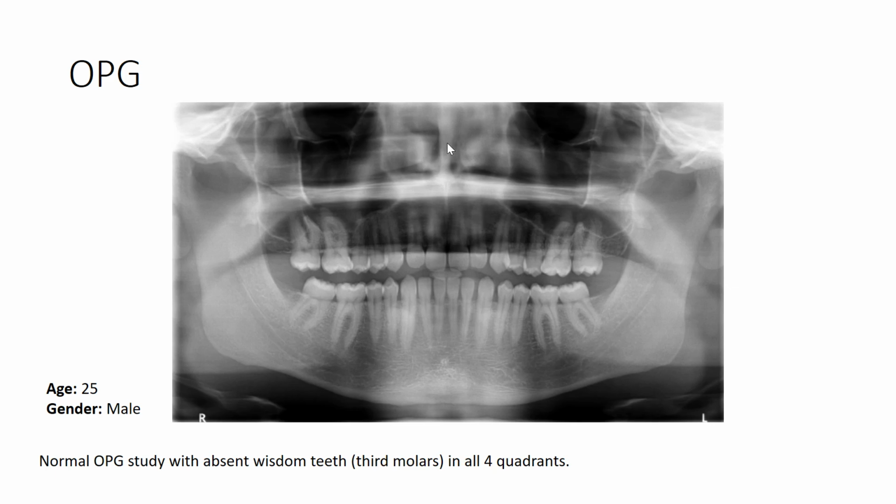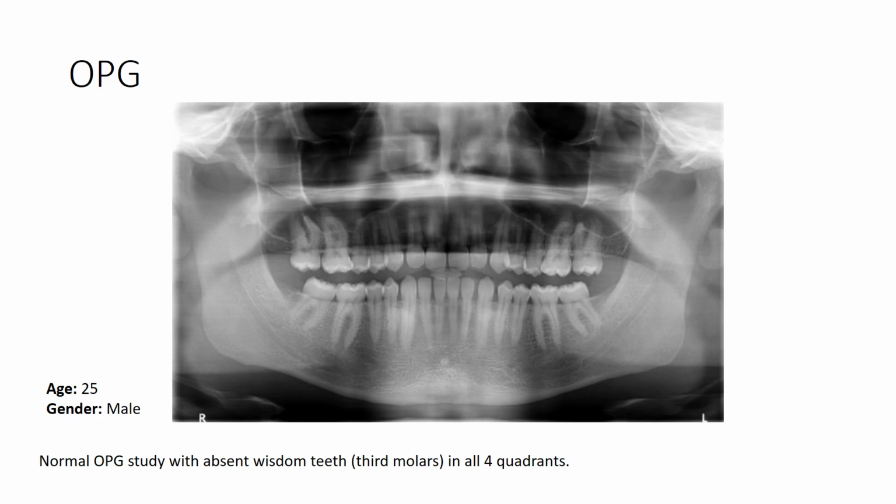So in this case, the radiologist reports that this is a normal OPG with absent wisdom teeth in all the quadrants, and there is nothing abnormal apart from the absence of the third molars, so nothing else has been reported here.